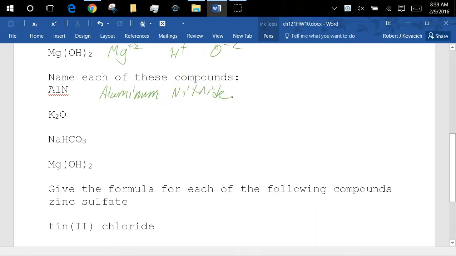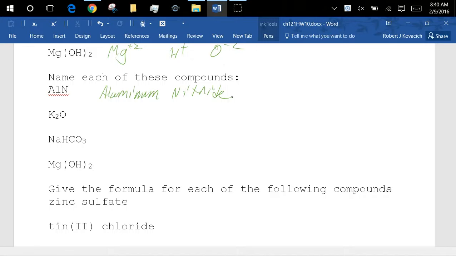So why is aluminum nitride the name for this ionic compound? Why is there no Roman numeral there? Aluminum has a fixed oxidation state. I don't need to tell you what it is because it's always +3. And the anion, I hacked the end of it off to "ide."